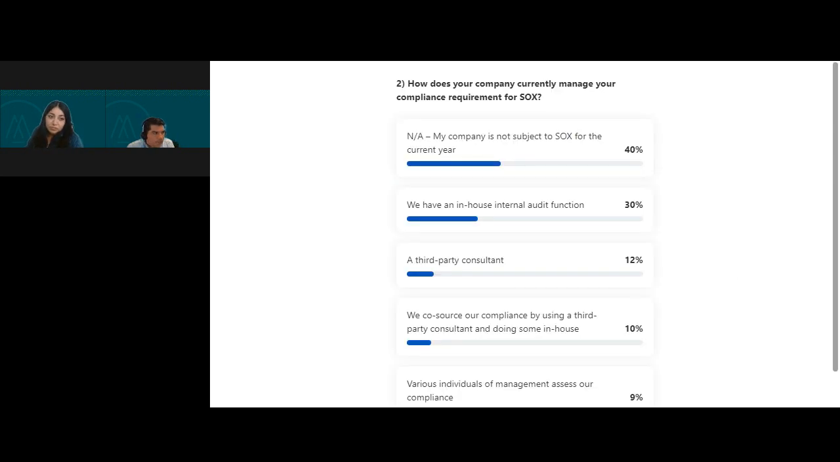Thank you, Chad. Okay, before I continue, we'll take a look at the results. And okay, it looks like a lot of people have an in-house internal audit function. And then the majority of participants are not subject to SOX, and looks like they do not have an internal audit function. Okay, so I'll move on to the next section.